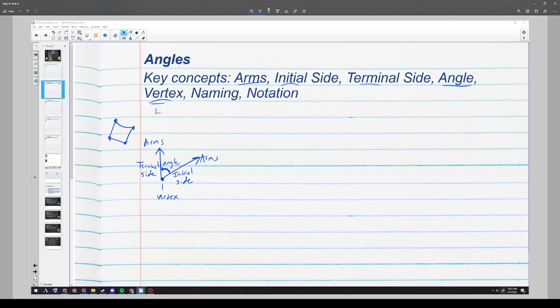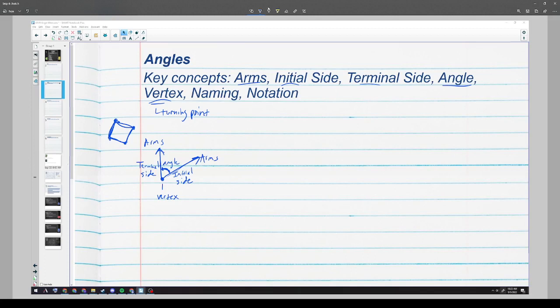Vert is a prefix meaning turning. So this is literally a turning point. So if we followed along one ray, we would hit a turning point and then go that way and follow the other ray. Just like on a shape, a vertex is where if we're following one side, then we turn at the vertex and head toward the next side. Then we turn and we turn. So vertex literally just means turning point.